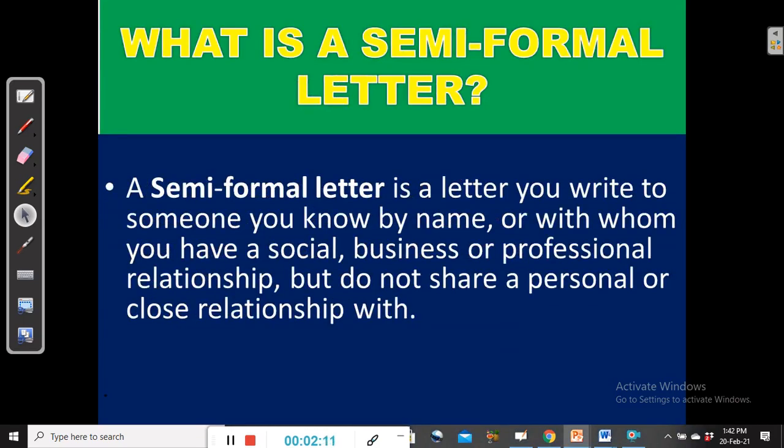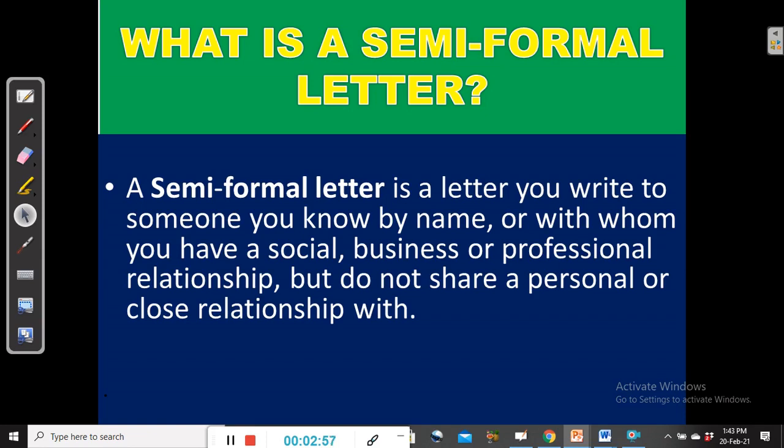What is a semi-formal letter? A semi-formal letter is a letter you write to someone you know by name or with whom you have a social, business, or professional relationship, but do not share a personal or close relationship with. A typical example is your landlord. You know your landlord, the person in whose house you are living, and you are paying him rent for the apartment you occupy. But you do not necessarily share a friendly relationship with him. You do not share a biological relationship with him.